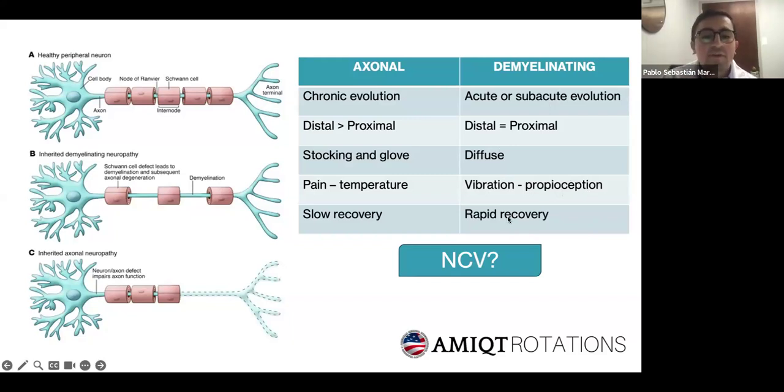And what about the nerve conduction study? The axonal neuropathy is characterized by a decrease in the number of axons, and with that it reduces the amplitude of the action potential, but the velocity could be normal because the myelin is intact. On the other hand, in the demyelinating pattern, we have slow conduction velocity, but the amplitude of the nerve action potential could be normal. It's really important when we analyze these kinds of results.